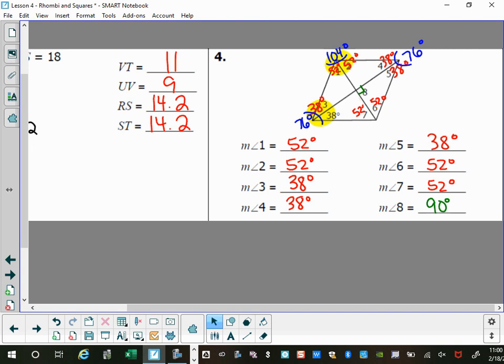So when it comes to rhombi, what you're looking for with your angles are that opposite angles are congruent. Because they bisect, they're going to be basically split in half.